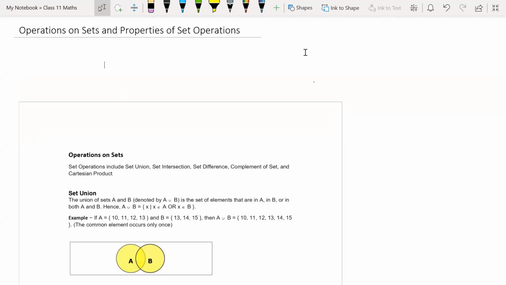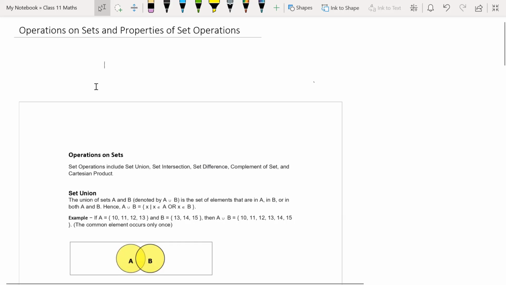In the previous videos, I have discussed the basic concepts of sets, types of sets, different types of sets, etc. Now, in this video, I will teach you about the operations on sets and the properties of set operations. How can operations be performed, and what type of operations can be performed on sets? Like if there are two sets, set A and set B, how many operations can be performed?